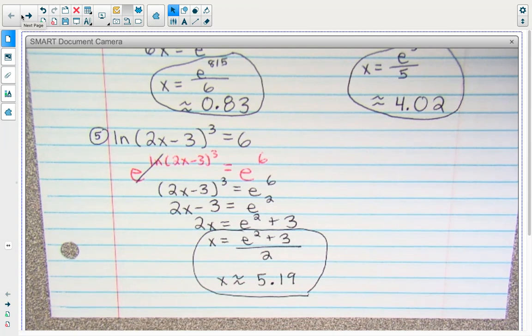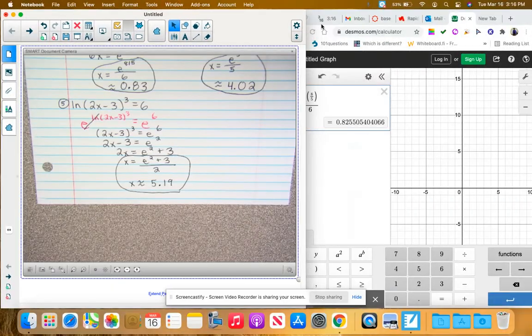In the next video, we'll take a look at some word problems talking about continuous exponential growth. And there's a formula that we'll also be using to help us solve some of these problems.